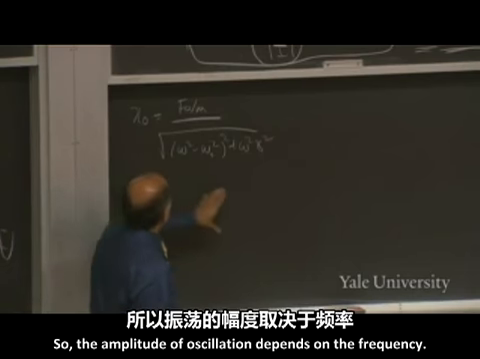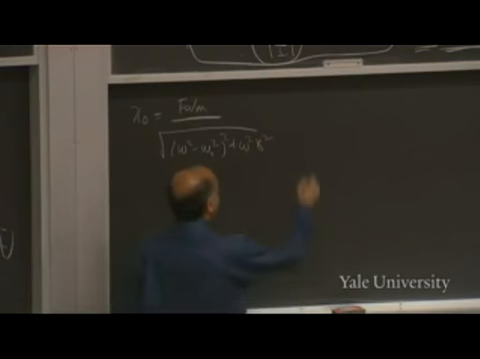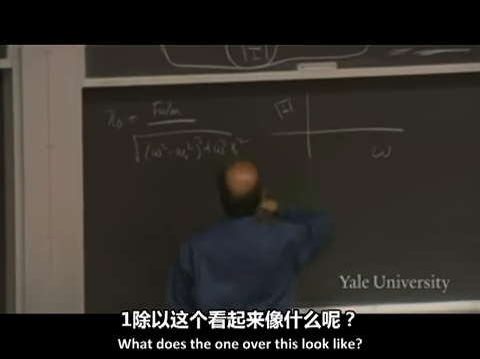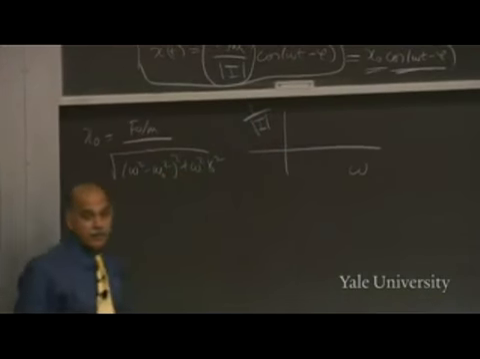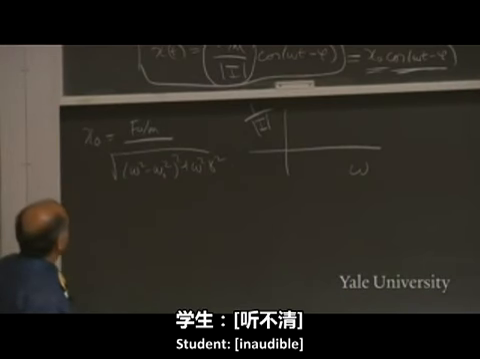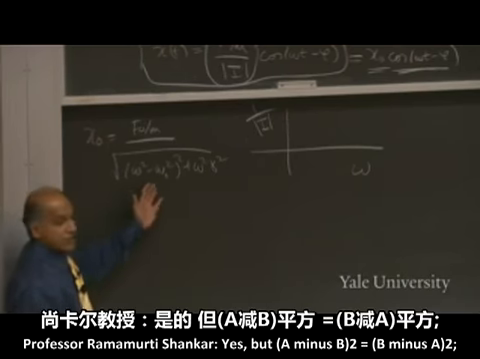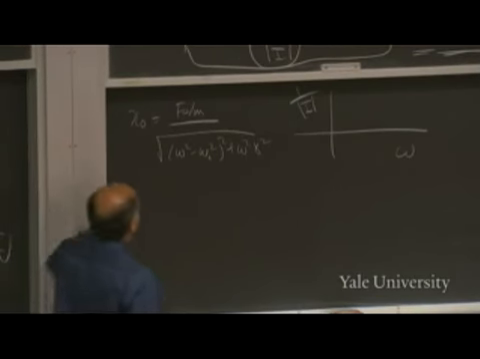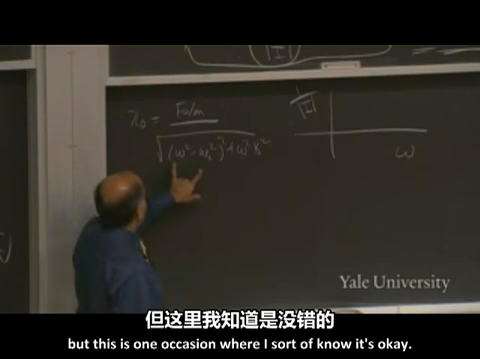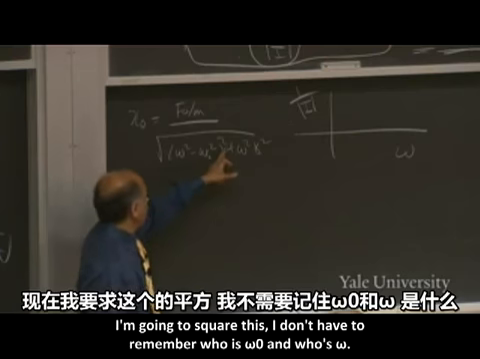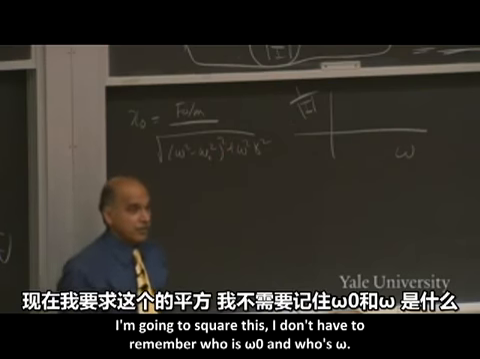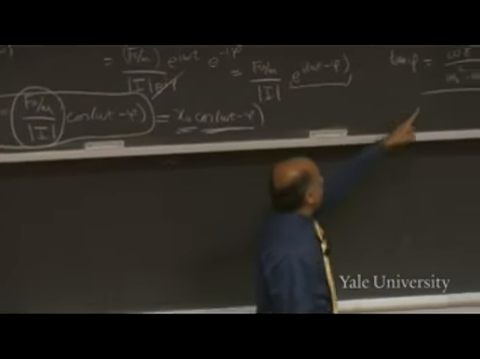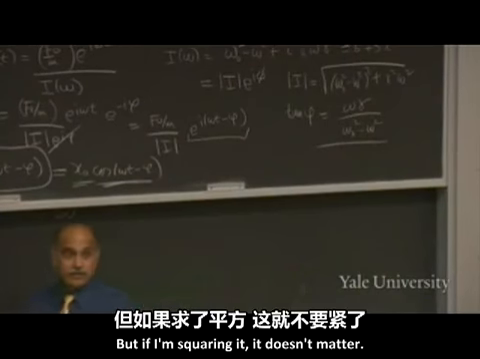So the amplitude of oscillation depends on the frequency. So you've got to draw the graph. As a function of frequency, what does the 1 over this look like? Pardon me? Isn't that omega 0 squared minus omega squared? Yes, but a minus b squared and b minus a squared are the same. Yeah, so I'm pretty careless on what I put in, but this is one occasion where I know it's okay, because I'm going to square this. I don't have to remember who is omega naught and who is omega. I have to be very careful where I don't square things, like here. But if I'm squaring it, it doesn't matter.